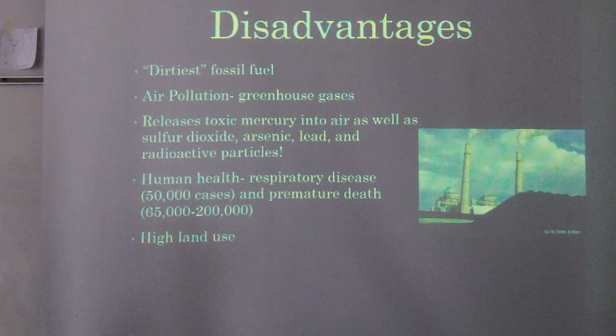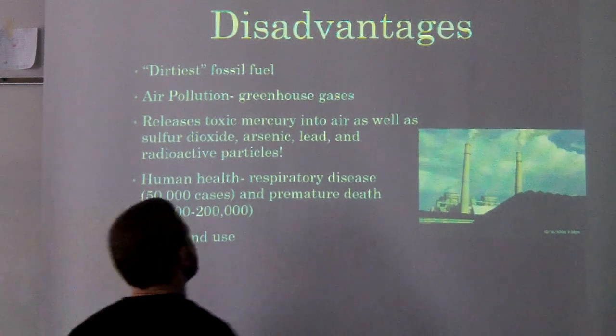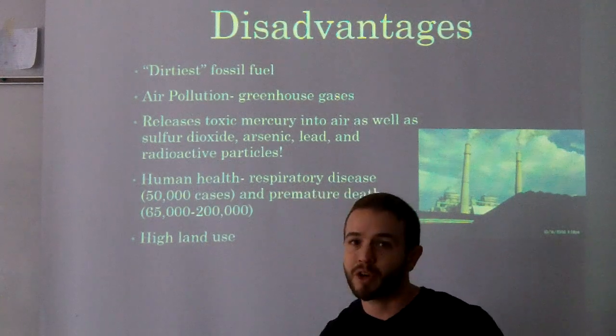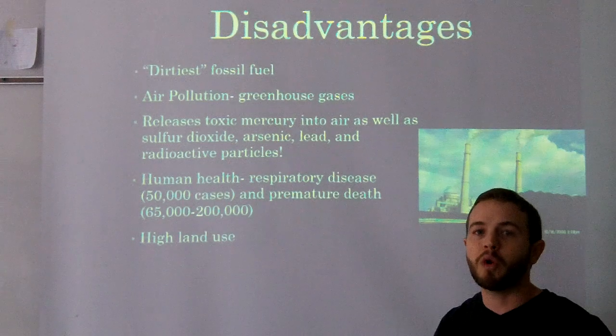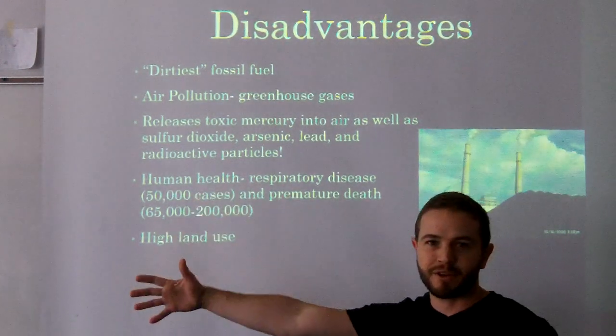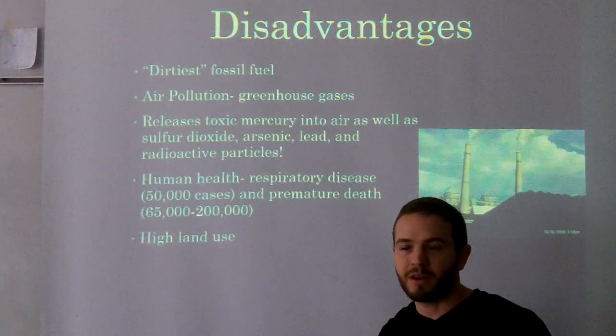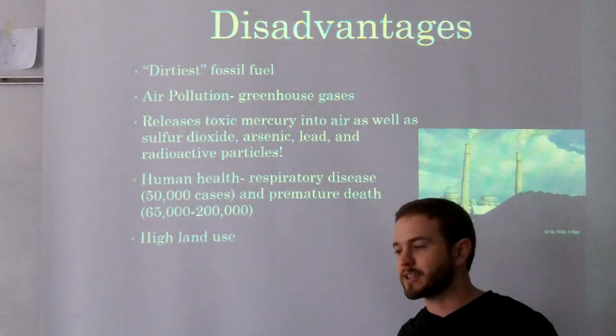Disadvantages: it is the dirtiest of the fossil fuels. Air pollution, greenhouse gases, CO2 is released in tremendous amounts. And here's something that a lot of people don't realize: it releases mercury. Mercury is a naturally occurring metal, and it forms sometimes in these coal beds. So when we burn coal, we release this mercury into the atmosphere, and then it returns back to us when it precipitates and it rains, and it lands in our oceans.